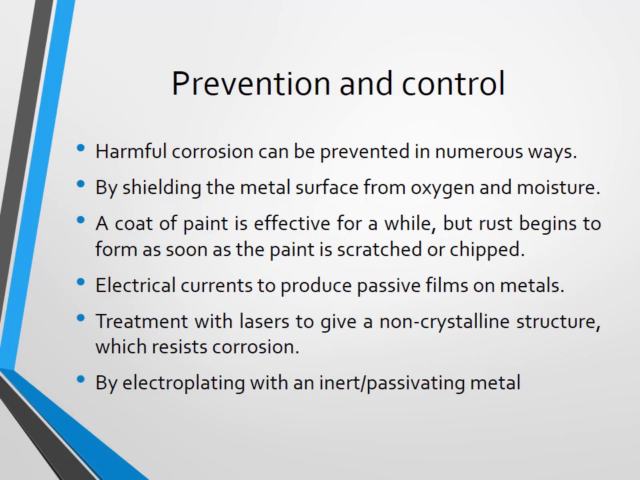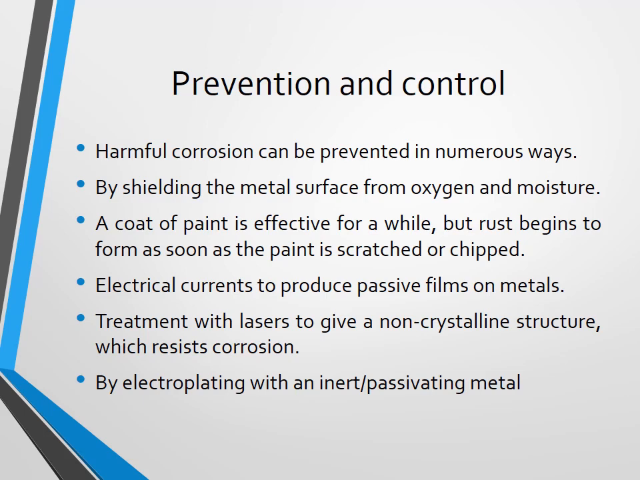So in order to avoid this process, we'll use another process called galvanizing, in which electrical currents are used to produce passive films on the metals. These passive films are basically oxides or some other things that help to prevent the metal from corrosion for a longer time than simply painting the metal surface.